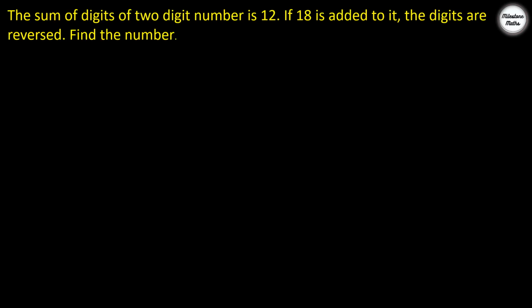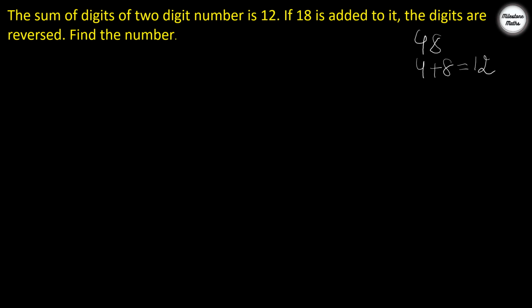So the next question is, the sum of digits of a two-digit number is 12. If 18 is added to it, the digits are reversed. Then find the number. So let me give you one example. Suppose a two-digit number is 48. Then what is the sum of these digits? 8 is at the ones place, 4 is at the tens place, right? So the sum of the digits is 12.